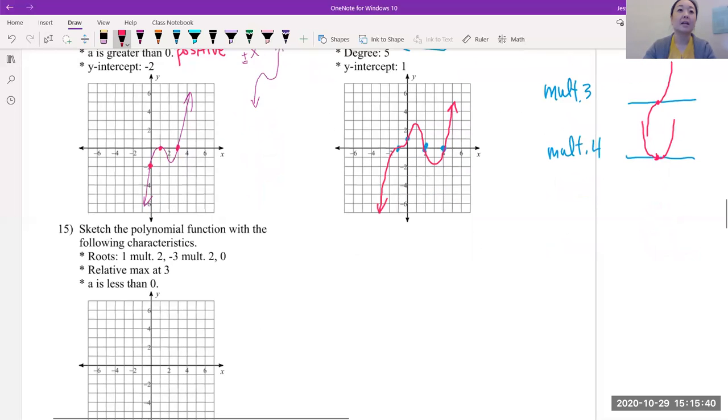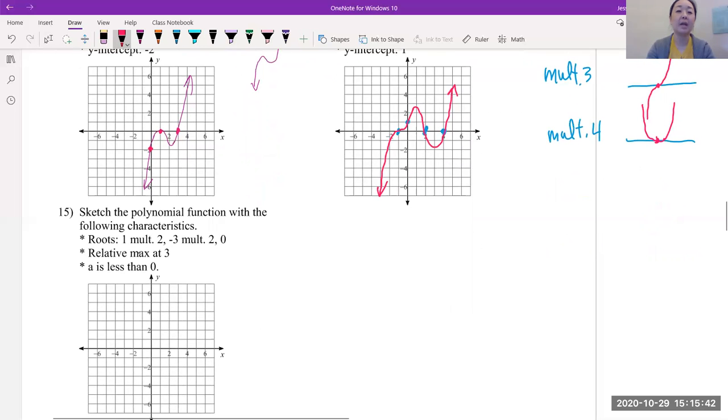All righty. And here we have roots are going to be at 1, mult 2. We can't forget that at 1, there's going to be a mult 2. And at -3, ooh, -3 is also going to have a mult 2. What is that about? And then, oh, and then we have one at 0.